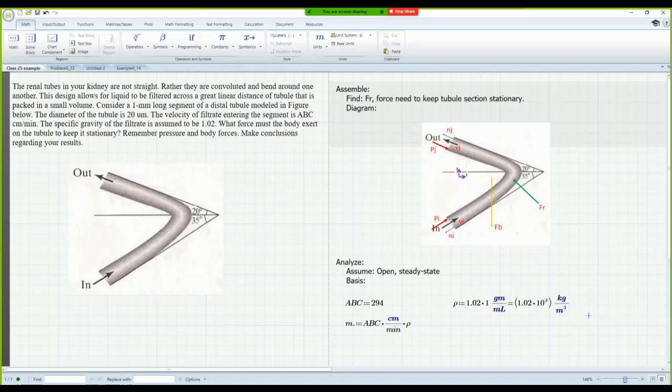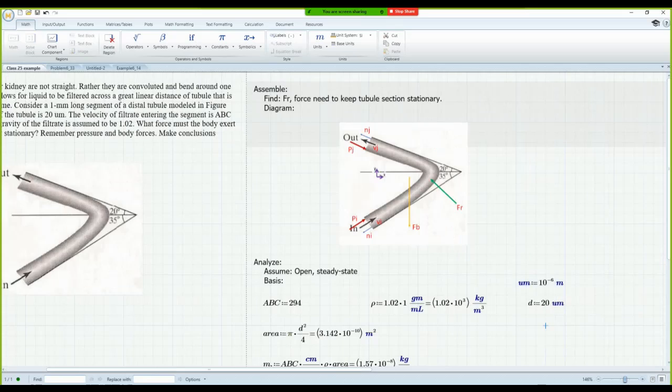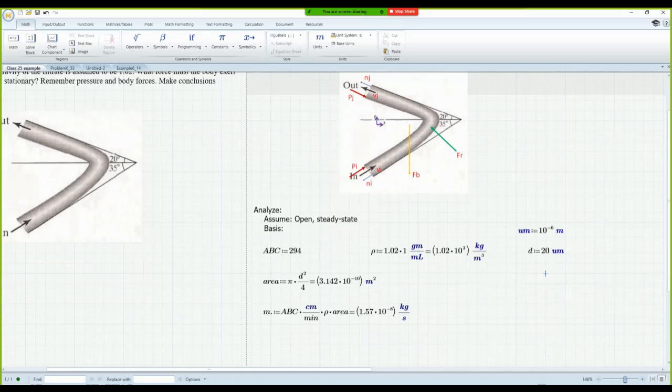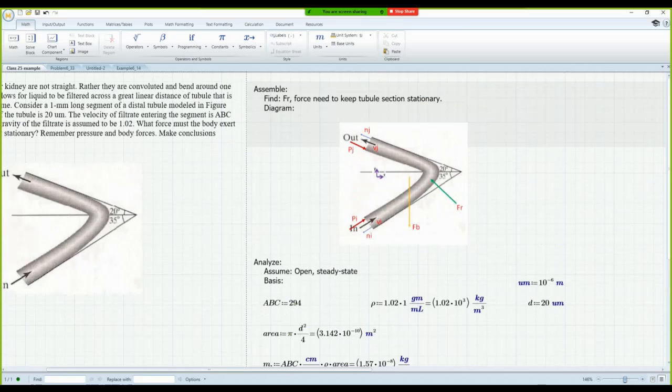So there's our density. So for our mass flow rate, we also need the area of flow, because this is going to be times area. And the area in this case is going to be equal to pi times the diameter squared divided by 4. The diameter was 20 micrometers, and so I have to define a micrometer. Okay, so here's our mass flow rate. So from the given information, that is the basis.